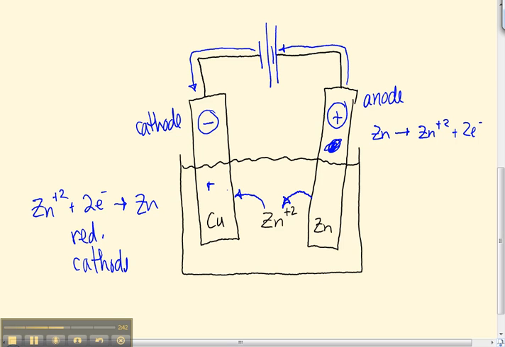So you can see if you wanted to plate something with silver, I could replace this with silver instead, and silver ions would come over here and plate that with silver. That would be how you'd plate something with silver, or gold, or whatever. Okay, and so that's an electrolytic cell, a little bit different than a voltaic cell, but the same basic principles in terms of reduction always happening at the cathode and oxidation happening at the anode. Okay, hope that helps.